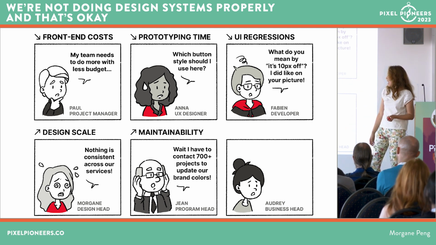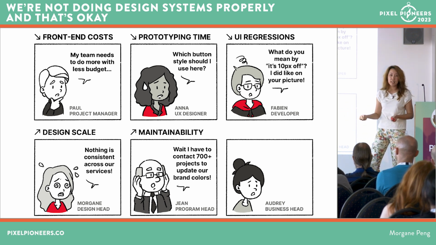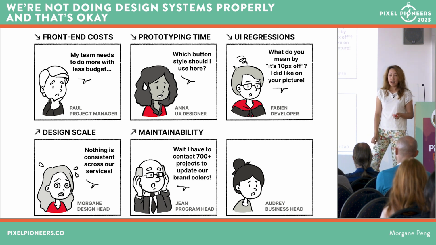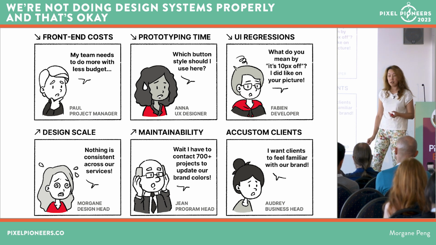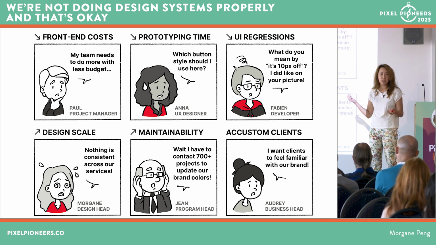Program heads, well, maintainability, because when we have to implement a change, especially in a big organization, they will have to go to each project and implement this change. Guess what? Design system can help. You can just change the design system. It's replicated everywhere. And for business head, I found that the best argument for them was talking about familiarity with the brand. Because in the past, we had so many different development teams doing different things. It all looked different. And at some point, clients will notice and complain. And that was actually a real complaint from clients. So they will care about this.